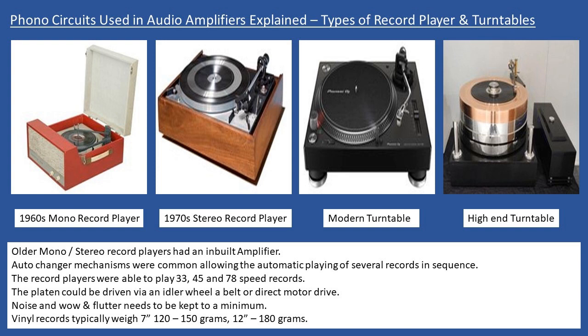And then in terms of weights for different types of vinyl records, a 7-inch or 45 would be approximately 120 grams to 150 grams, and then a 12-inch record or an LP would be 180 grams.